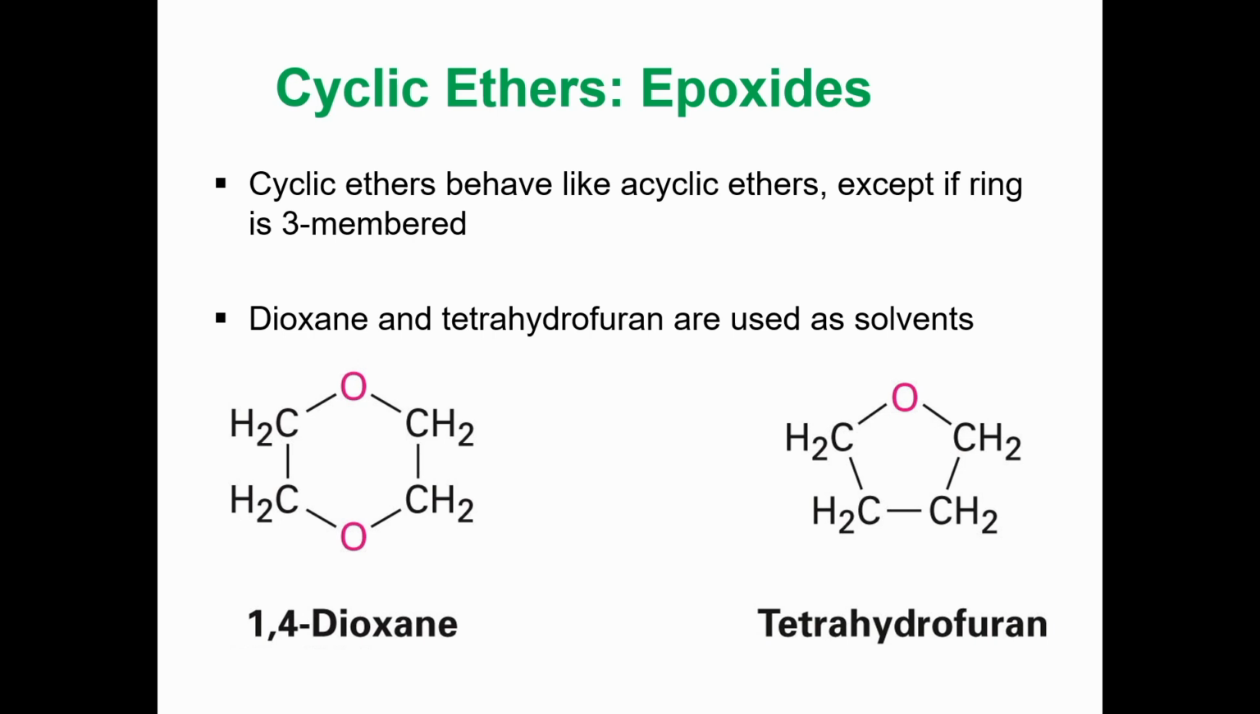Cyclic ethers behave like acyclic ethers except if the ring is three-membered. Examples are dioxane and tetrahydrofuran. Remember, if you're doing a reaction, you see all these used as solvents, usually used as solvent in the lab. Tetrahydrofuran is what is written as THF whenever you're writing the equation of reaction.